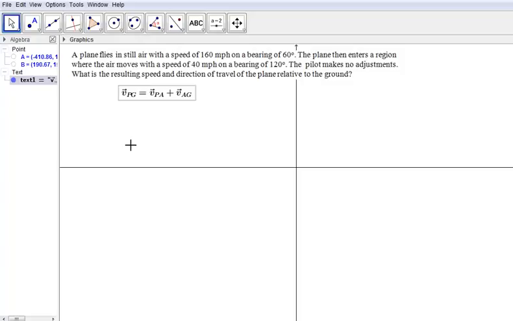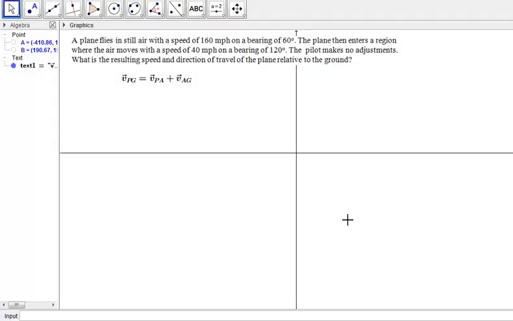This should look familiar to you. The velocity of the plane relative to the ground is equal to the velocity of the plane relative to the air plus the velocity of the air relative to the ground. Let's get some mathematical expressions for the data that we know. We know the velocity of the plane relative to the air, so we can make a vector for that here.